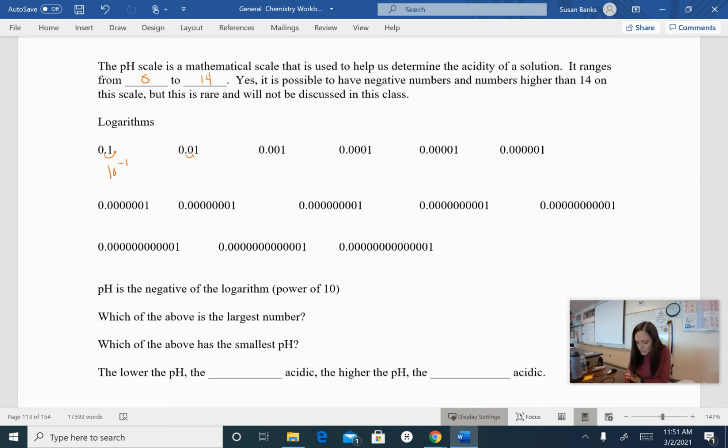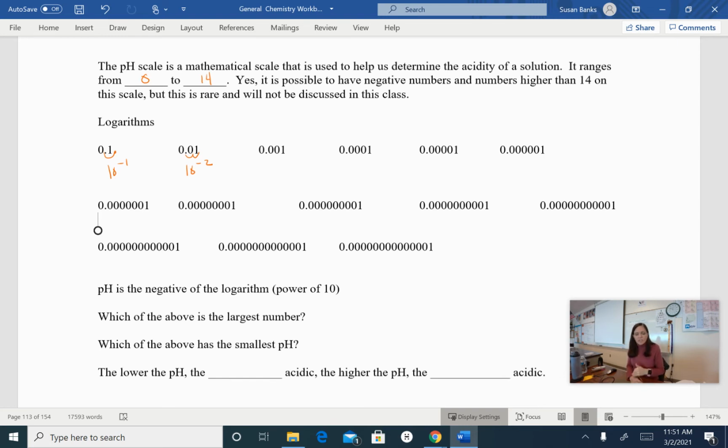Here, I've got 1, 2, where I have to move it. So it's 2 spaces to the right. So this would be 10 to the negative 2. Okay, so I want you to really quickly go in and put this in scientific notation. Pause the video and let's check in just a minute.